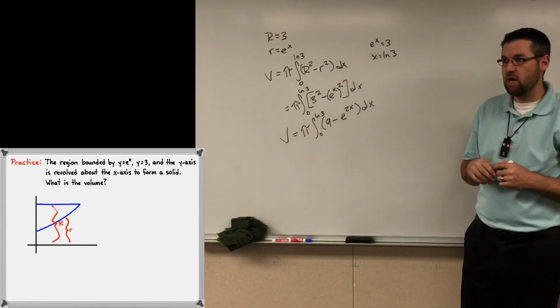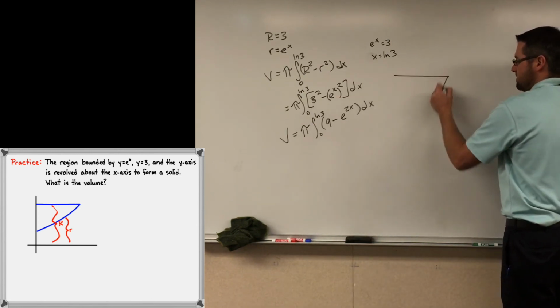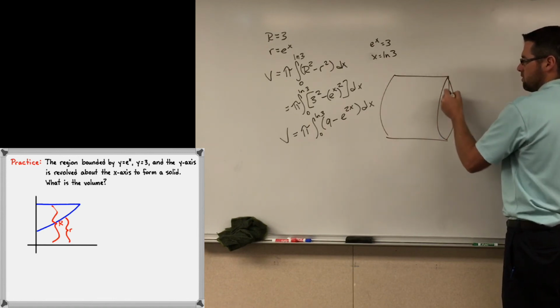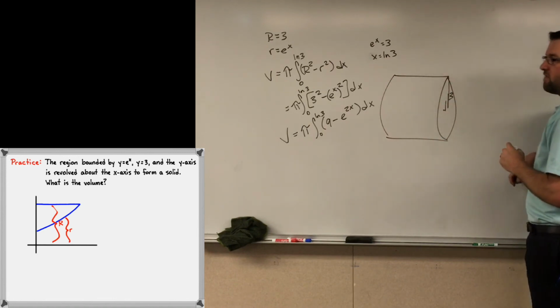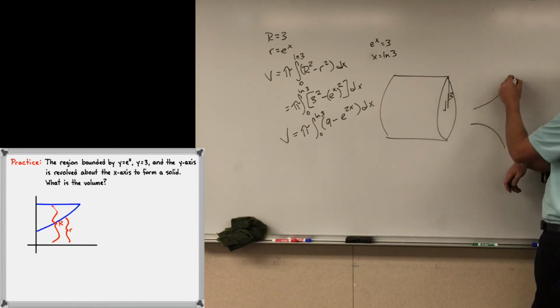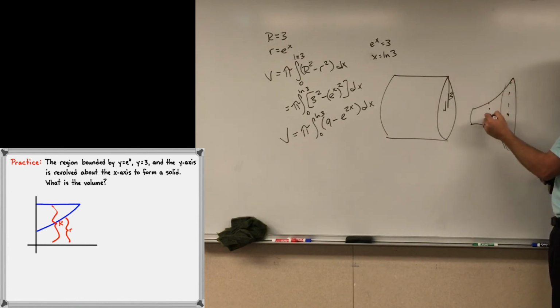Could you have done this a different way? Yes, you could have found the volume of the cylinder that has a radius of 3. You could have found that volume, and then you could have found the volume of this funny shape. What's the radius of this guy? The radius is e to the x on this guy, right? Is the radius constant in this function? No. So that's why we use a function to represent the radius.